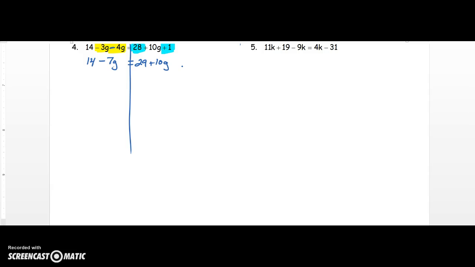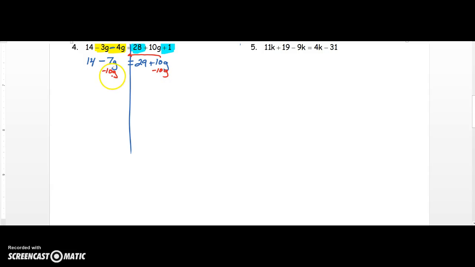Now we have to get the variables on one side and we have to get the constants on the other side. So move your variables to the same side we always have, to your left. So we have to move our 10g to the left. How do we get rid of positive 10g? You subtract 10g on both sides.